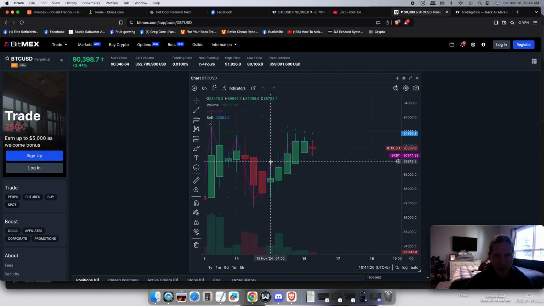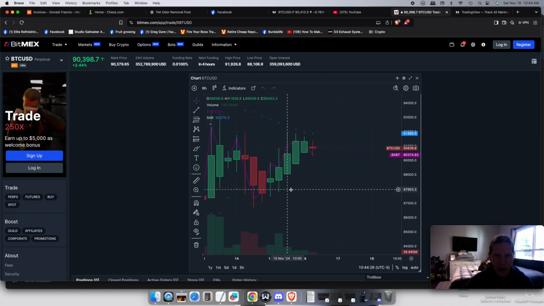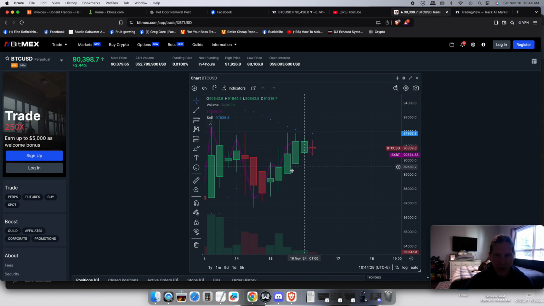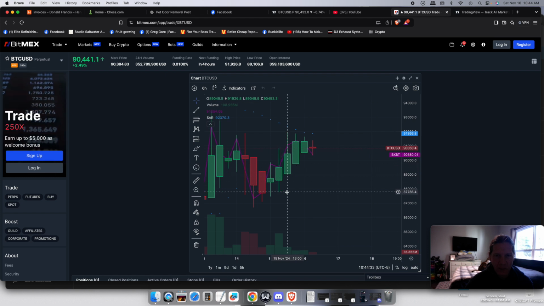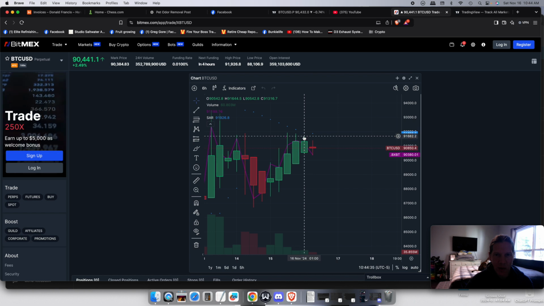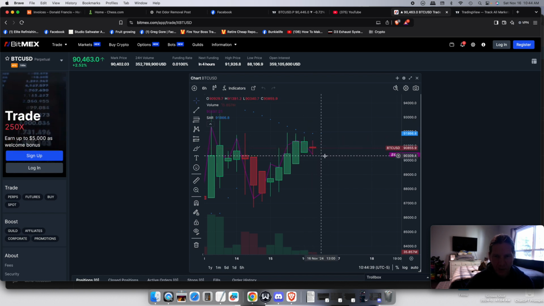Because we have what we call a tail and a wick. There's a wick and there's a tail on the candle. And you'll notice on this green, we have a wick and no tail. And now we have another wick and a tail.